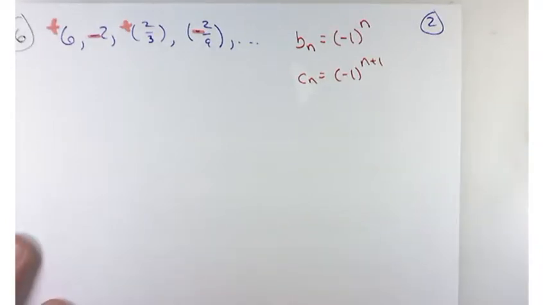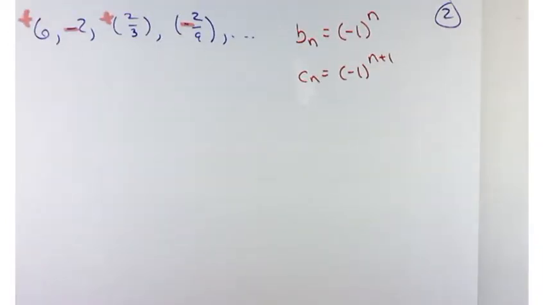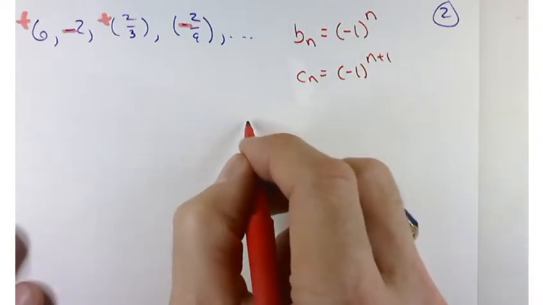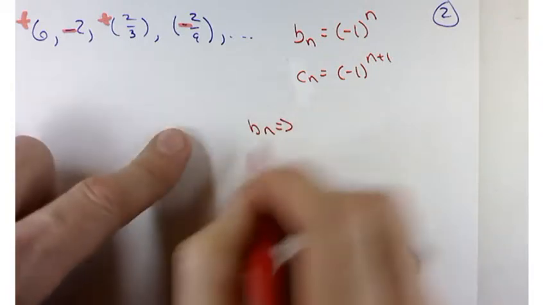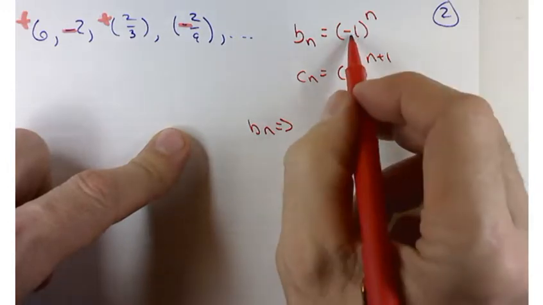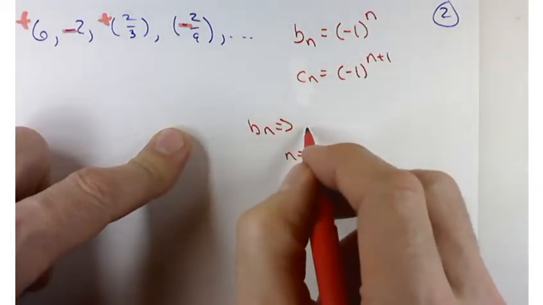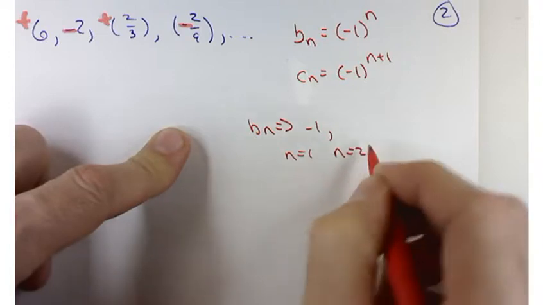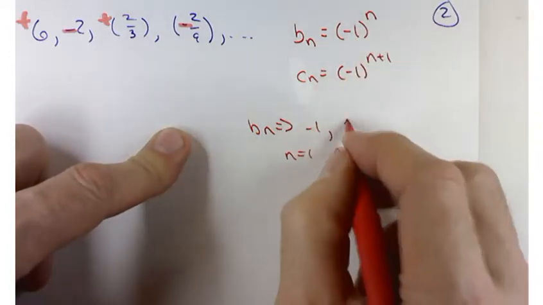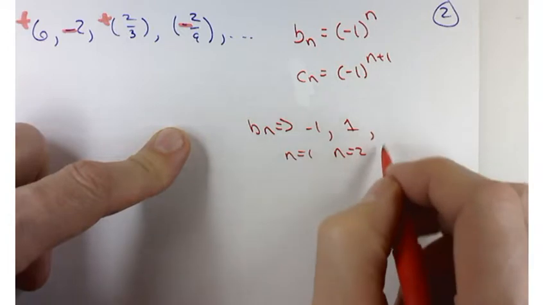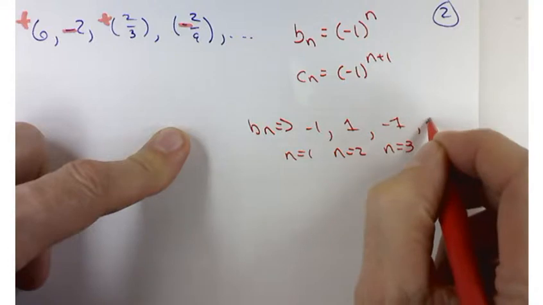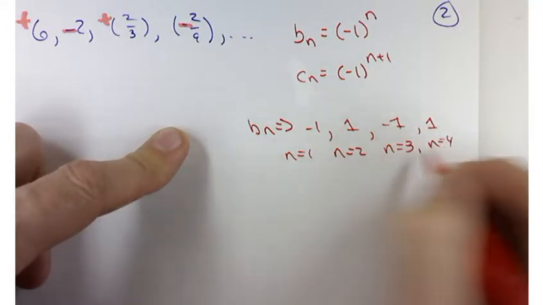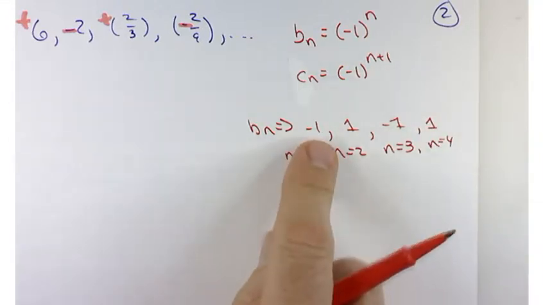So the question is, well, really, what's the difference in these two things? Well, let's put in a few values for b sub n. B sub n is going to generate this sequence. At n equal 1, I'll have -1 to the first power. So I get -1. At n equal 2, -1 squared is +1. And then so on. At n equal 3, it'll be -1, then +1, and so on. So it's going to alternate, but it's going to start out negative.